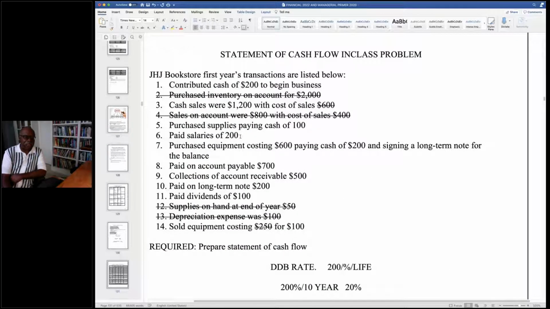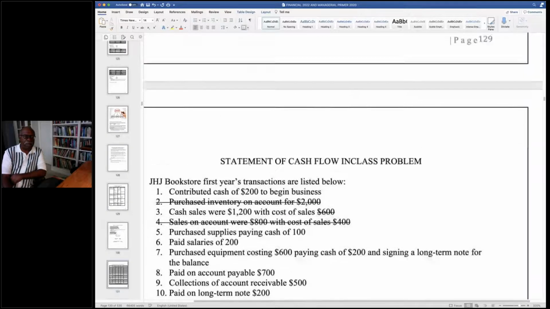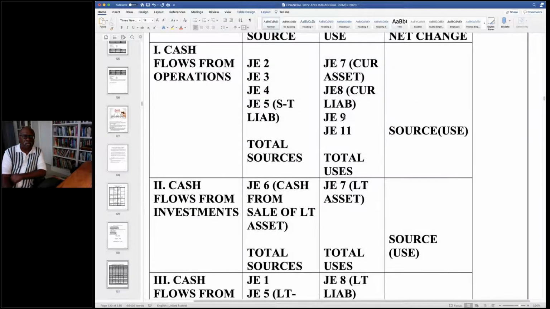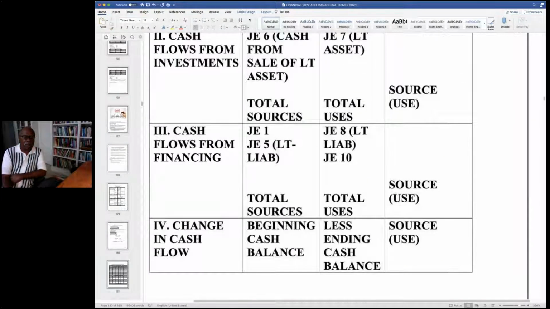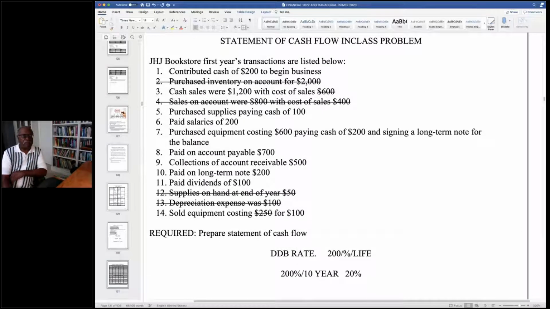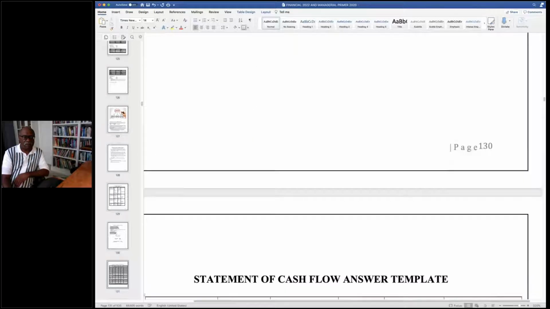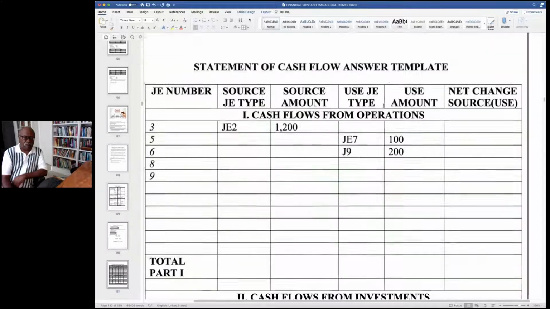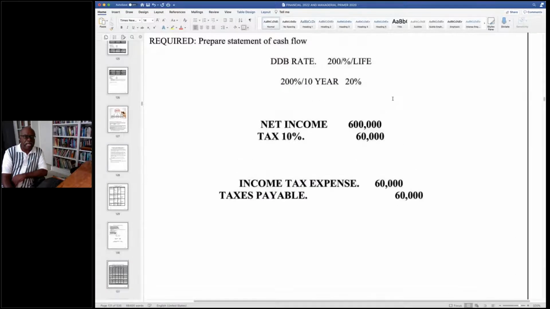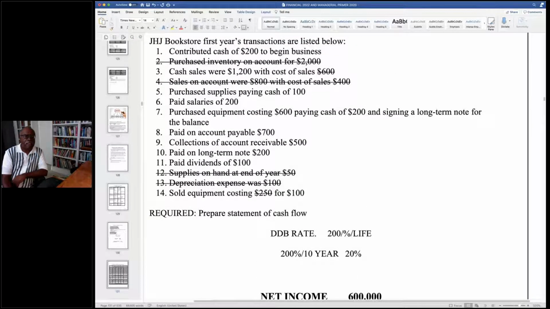Paid salaries of 200. That's payment of expense, J9. That's in the top part. That's a regular operating item. This is J9, 200. So we're just putting them in the location that they're supposed to be.